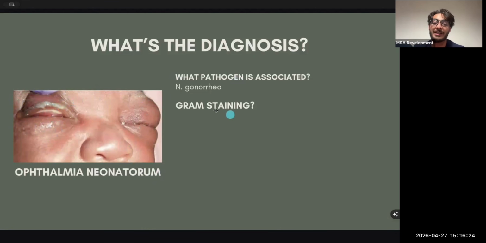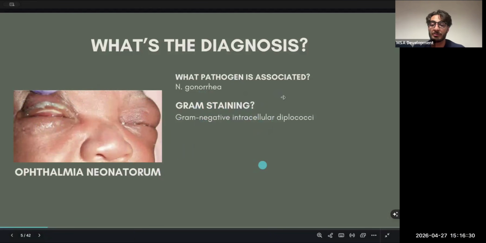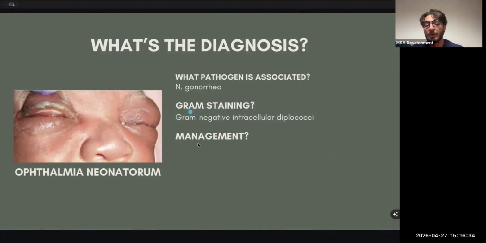So what's the gram staining of Neisseria gonorrhea? Gram-negative intracellular diplococci. This is very important. You have to remember that they're intracellular, and it's gram-negative. What's the management? Ceftriaxone. And obviously this applies not just to ophthalmia, this also applies to any other gonorrhea. So gonorrhea urethritis, for example, can also be treated with ceftriaxone.